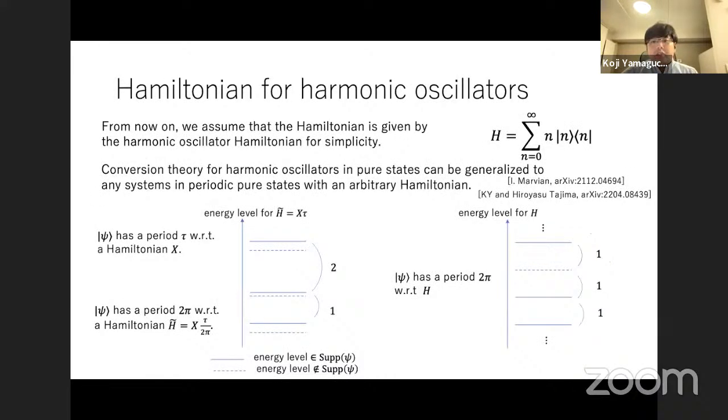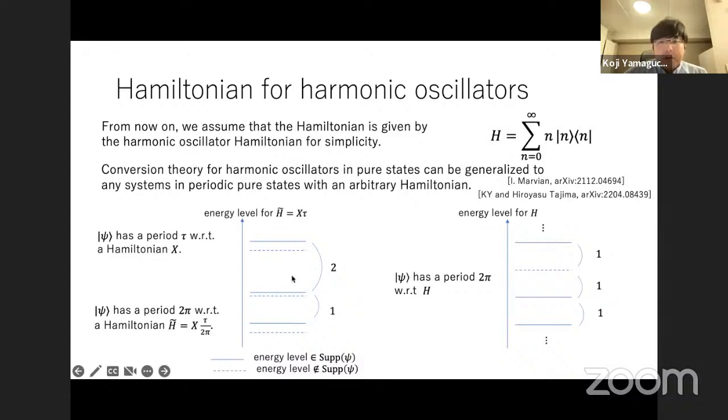Okay. So now let me clarify the setup of convergence theory in analysis. Hereafter, for simplicity, we assume that the Hamiltonian of the system is given by the Harmonic-Cauchy Hamiltonian. It can be shown that the convergence theory for the Harmonic-Cauchy system in a pure state can be generalized to any system in periodic pure states with an arbitrary Hamiltonian. So here I provide an intuitive explanation of how this works.